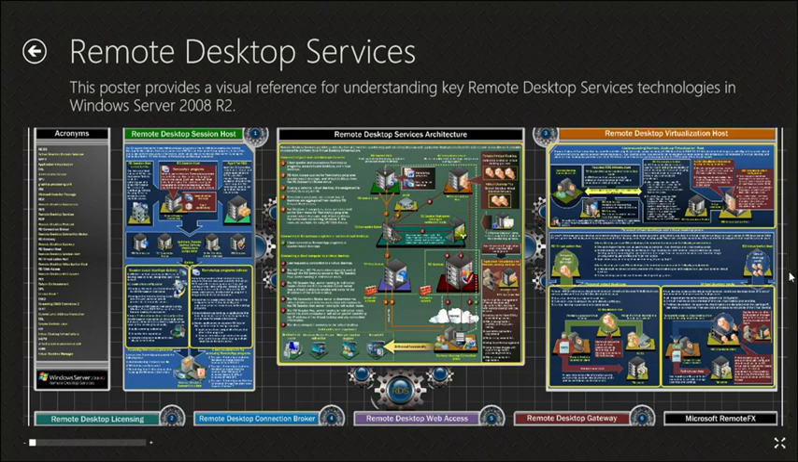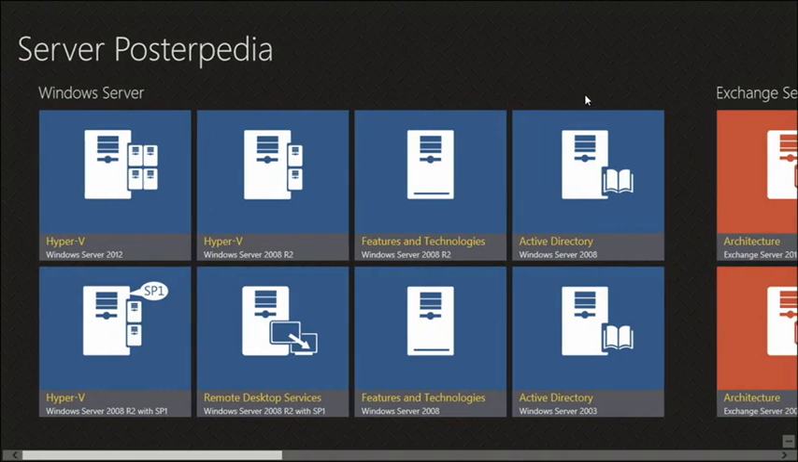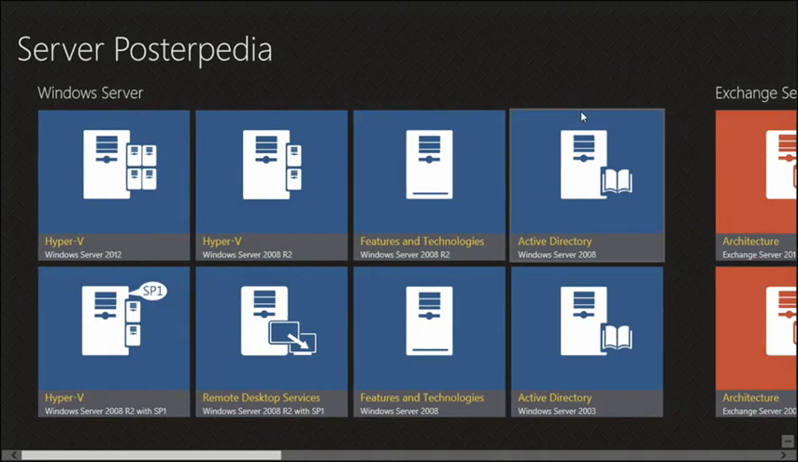Remote desktop services is made up of about 6 or 7 different roles and features that come together and are installed that allow for this functionality. So I just wanted to show you this poster, show you this utility that really demonstrates architecture and is a great resource for learning about these different tools. So let's go ahead and go back to the slide deck here.